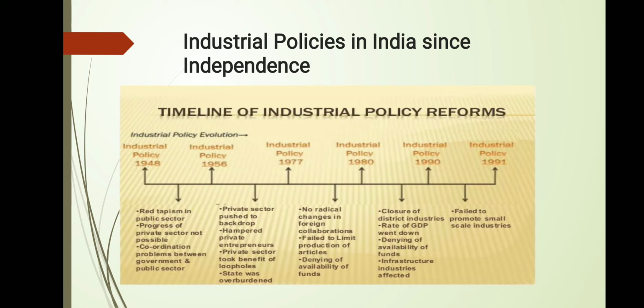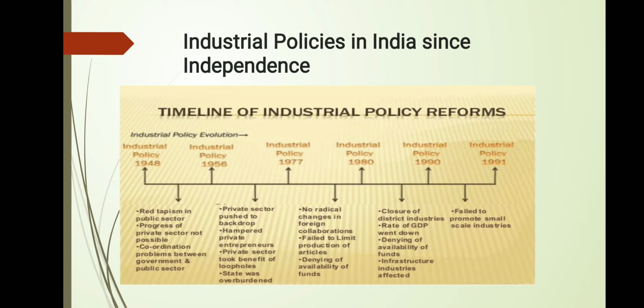Here, the 1956 policy majorly focused on expanding the public sector, building a large and growing cooperative sector, and encouraging the separation of ownership and management in private industries. It also prevented the rise of private monopolies.